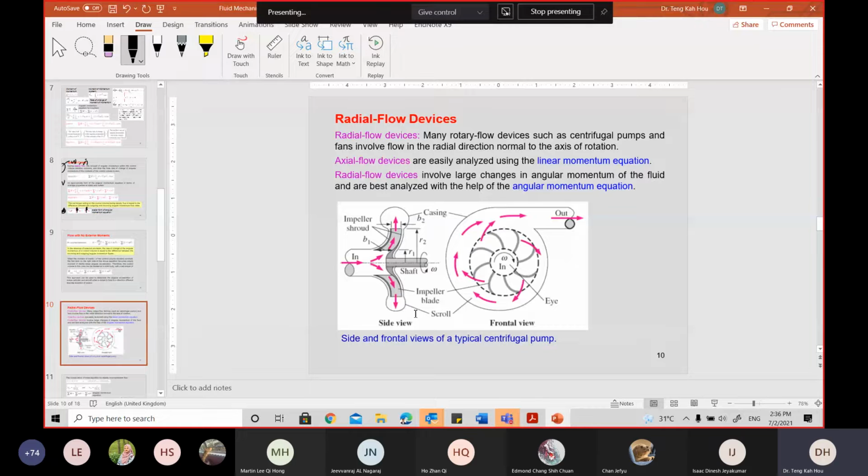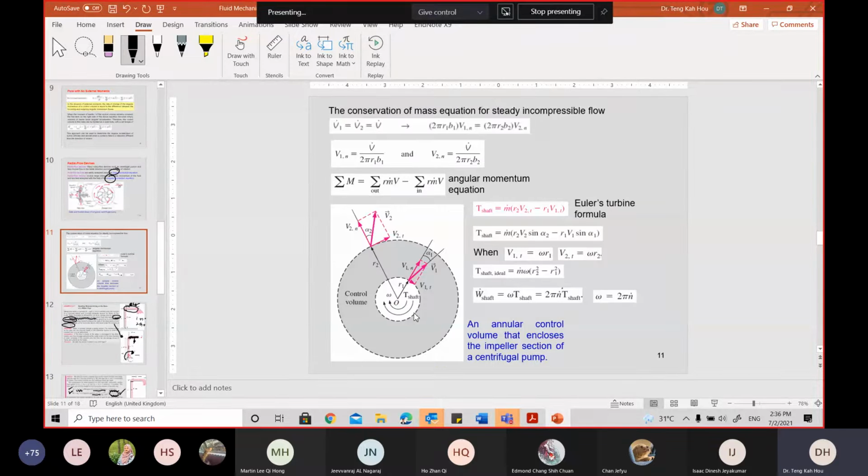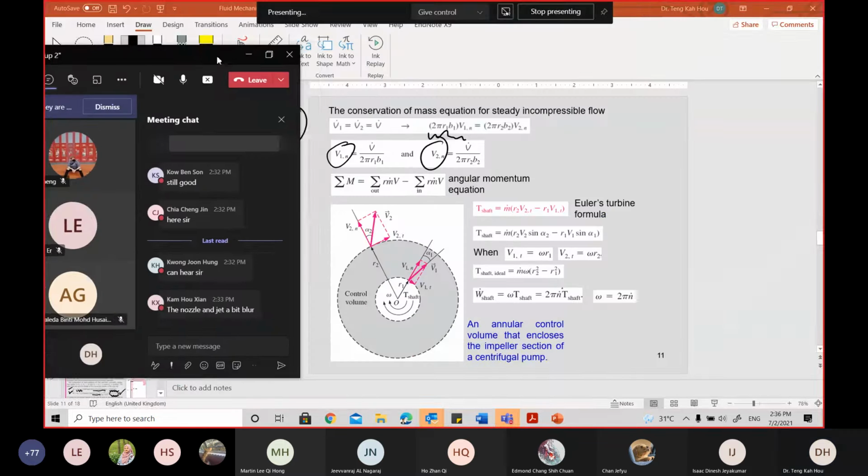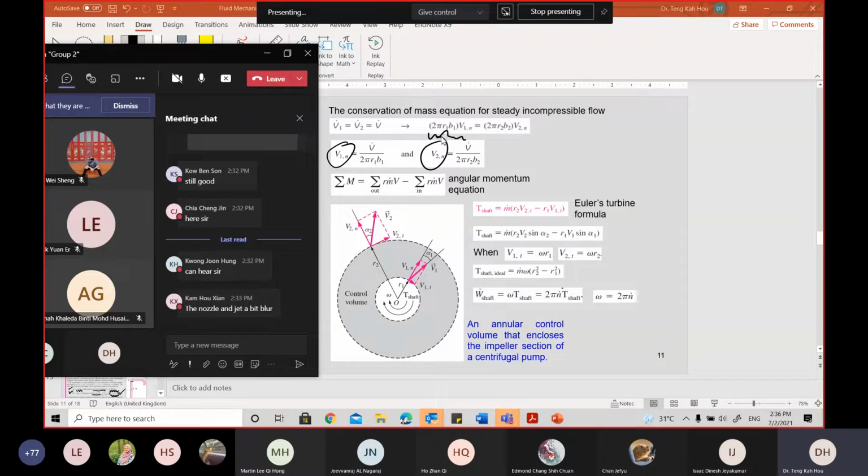When it comes to this radial flow device, as I mentioned, this is a combination of the linear and angular. So what does that mean? That means you need to use this. First step, get your velocity, right? Has anyone figured out why this is happening? Why they're using 2 pi r1 b1? I asked you to check it, am I right? Why over here the cross-sectional area is 2 pi r1 b1? Can someone tell me?